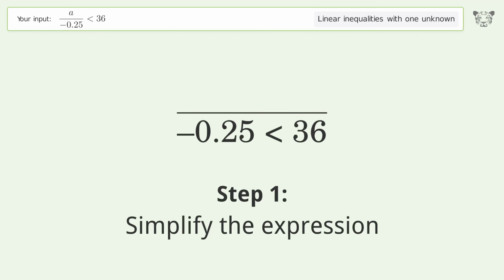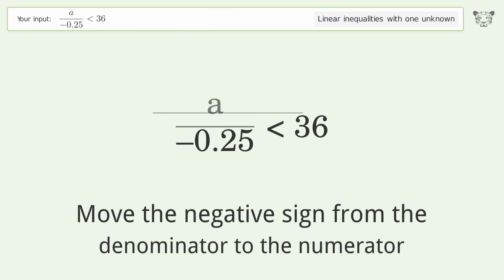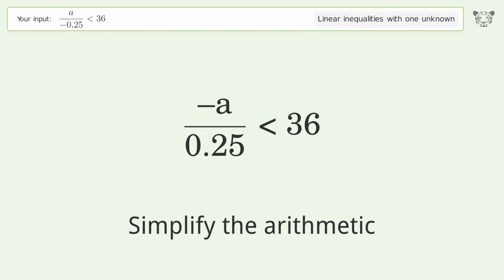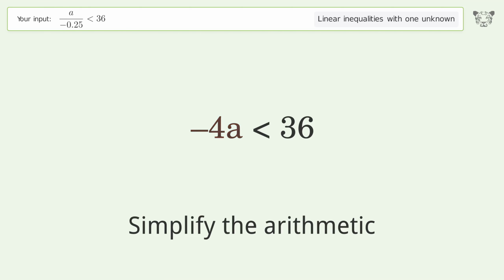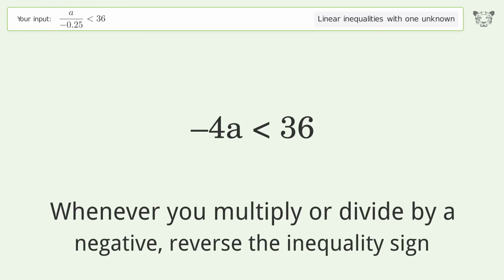Simplify the expression. Move the negative sign from the denominator to the numerator. Simplify the arithmetic. Isolate the a. Divide both sides by -4. Whenever you multiply or divide by a negative, reverse the inequality sign.